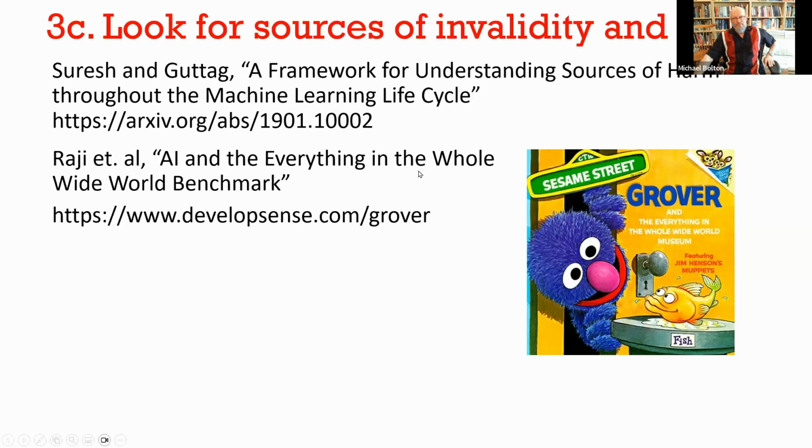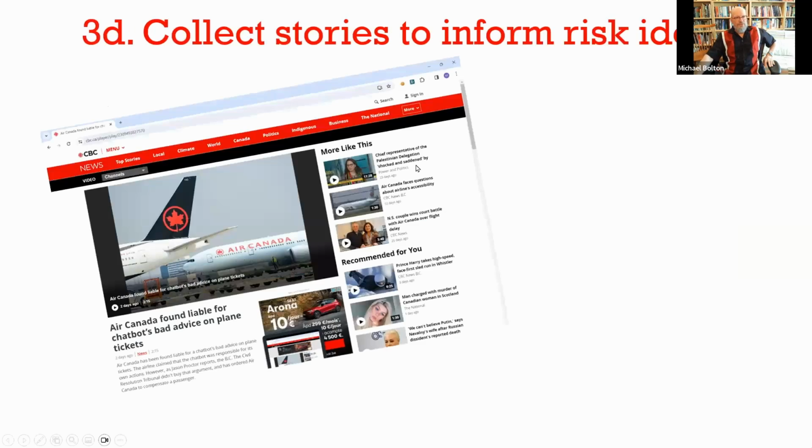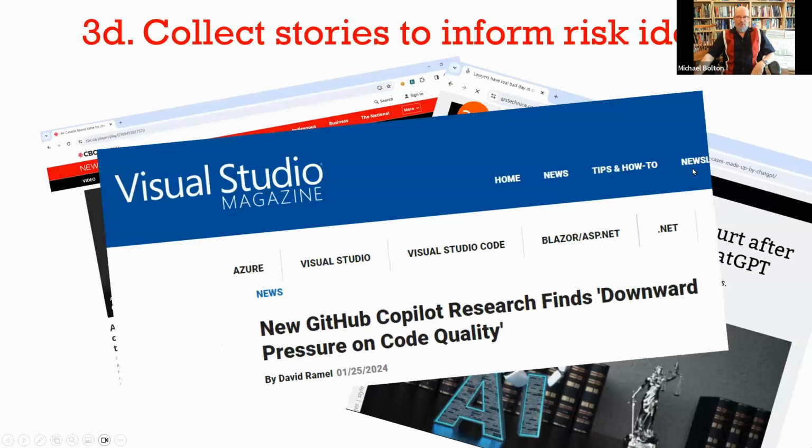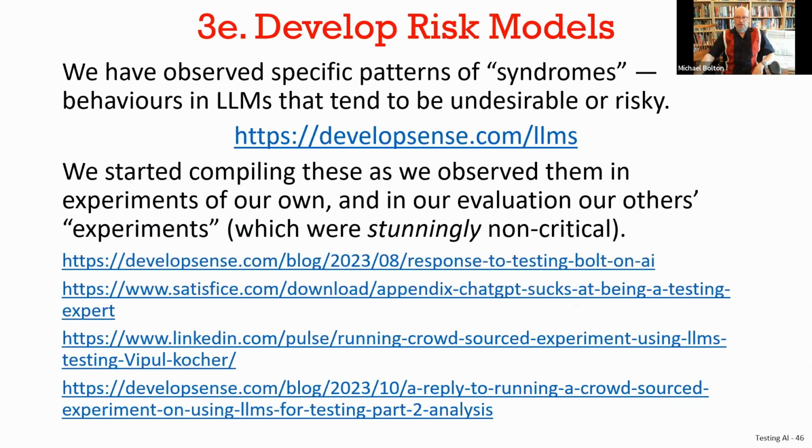So collect stories. The Air Canada story about the chatbot providing bad advice for plane tickets. The story about the lawyers having a bad day in court about fake cases made up by ChatGPT. The Sports Illustrated story that came up in December, where the CEO of the publishing company basically lost his job because there were fake reporters writing fake stories in Sports Illustrated. And look at this study, which was published in January of this year on the downward pressure on code quality.